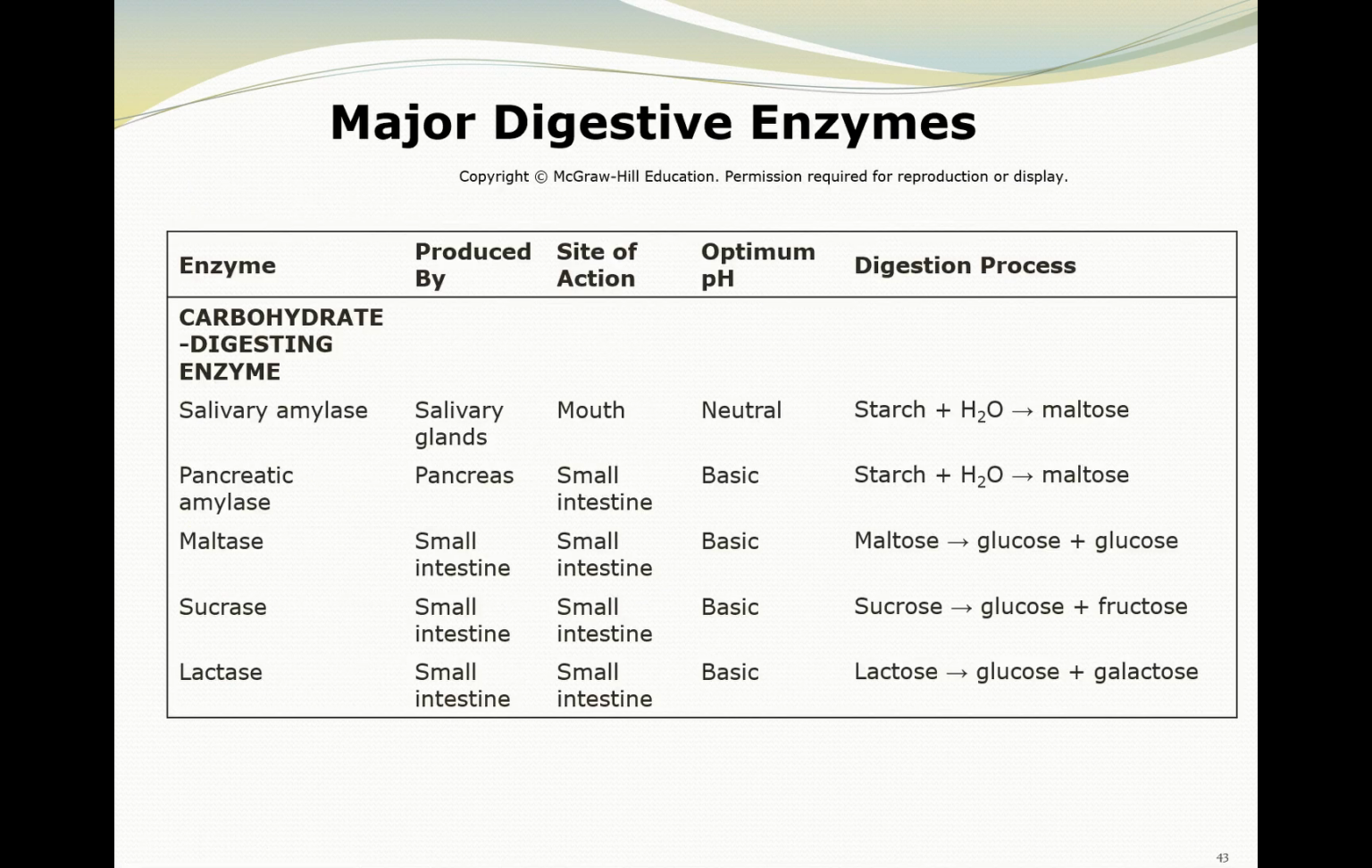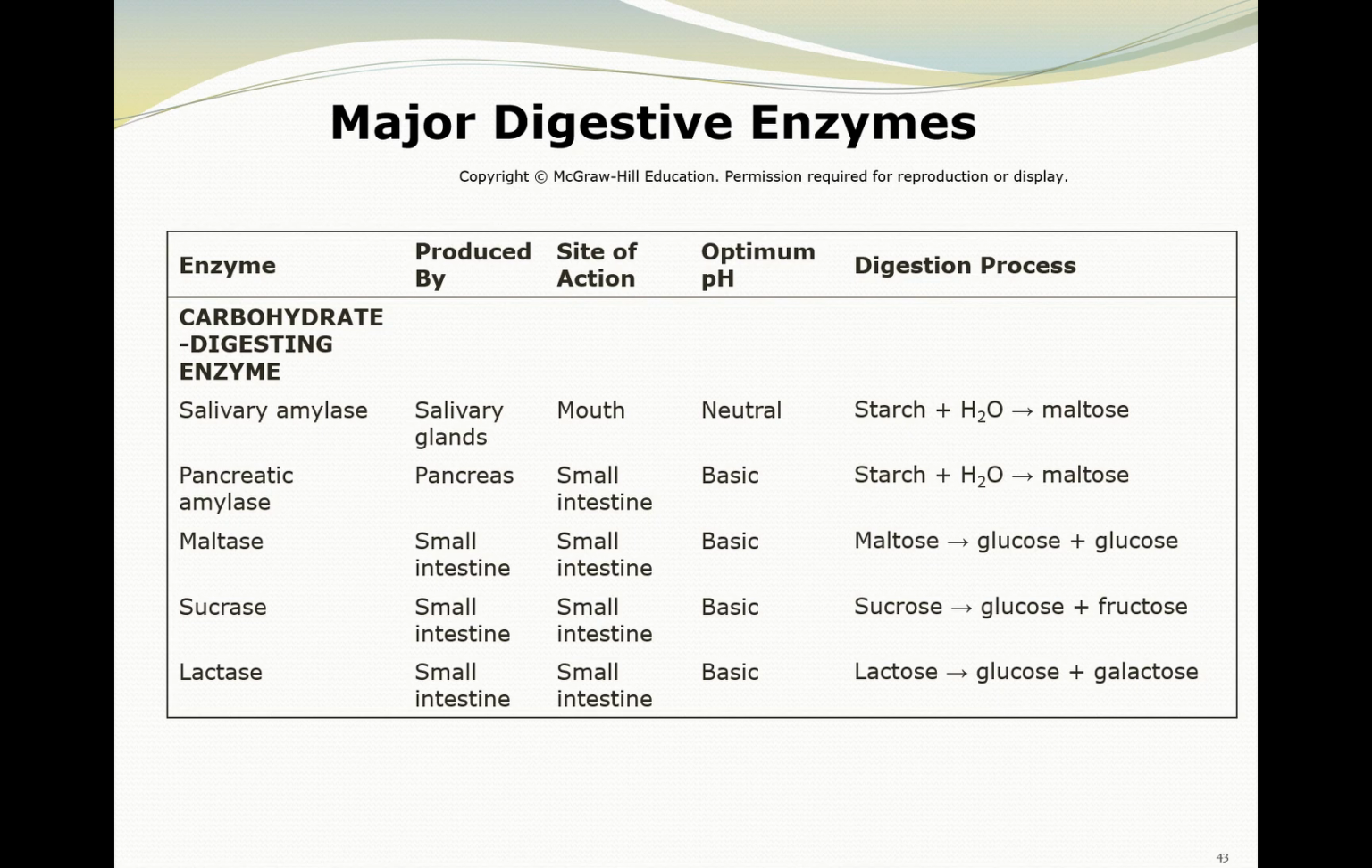Here we see a table that shows the major digestive enzymes. We can see carbohydrate digesting enzymes include salivary amylase, pancreatic amylase, and then we have maltase, sucrase, and lactase. Maltase is going to work on maltose. Sucrase works on sucrose, which is like your fruit sugar and table sugar. Maltose is going to be more like bread sugar, beer sugar, things like that. Lactase will digest milk sugar, which is your lactose.